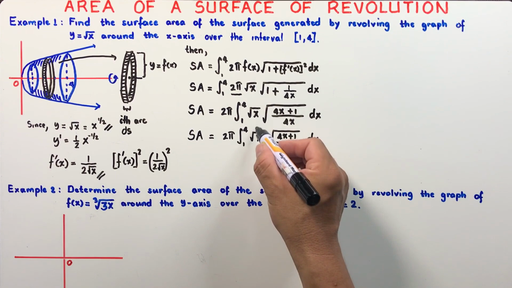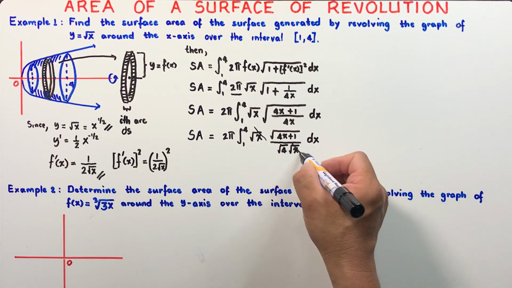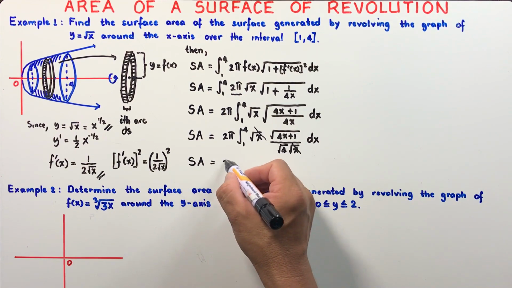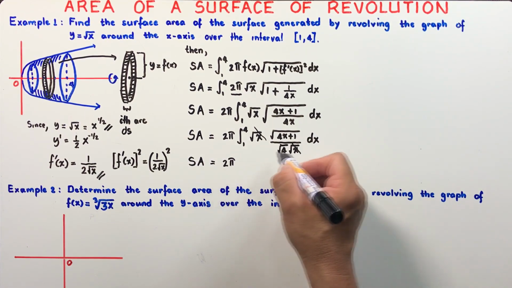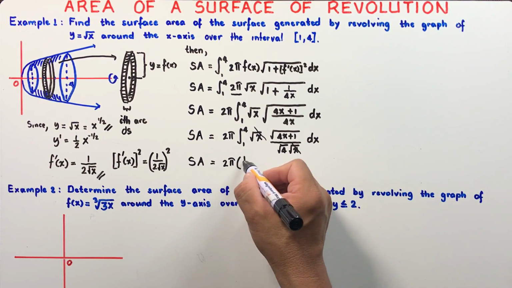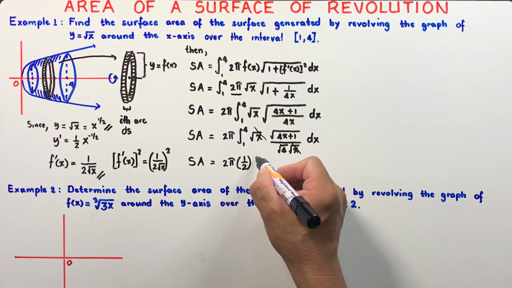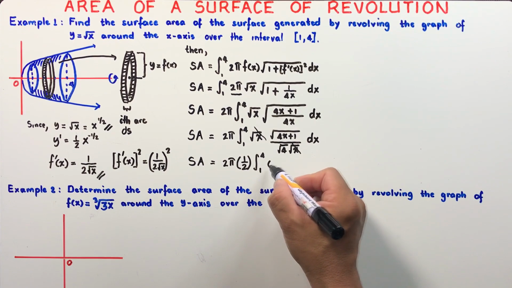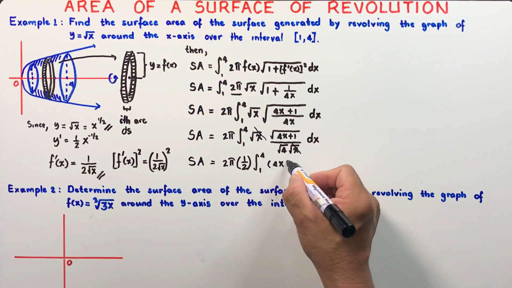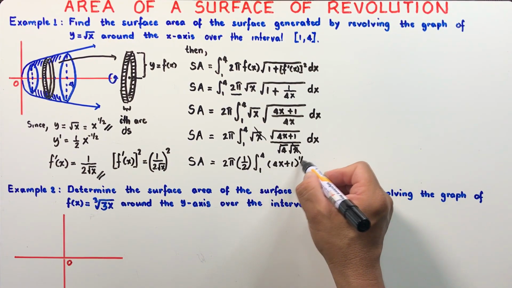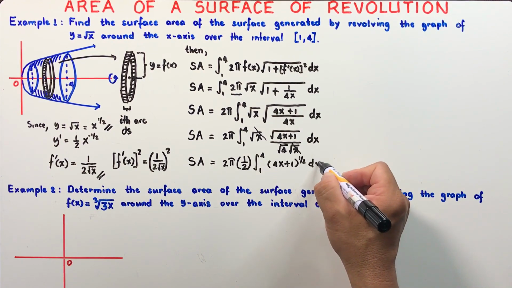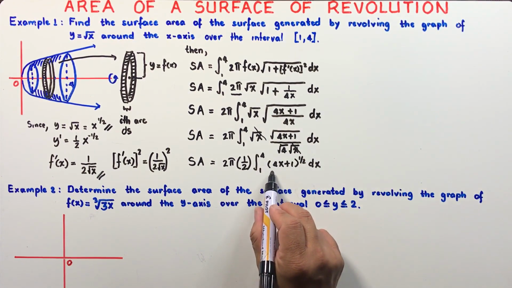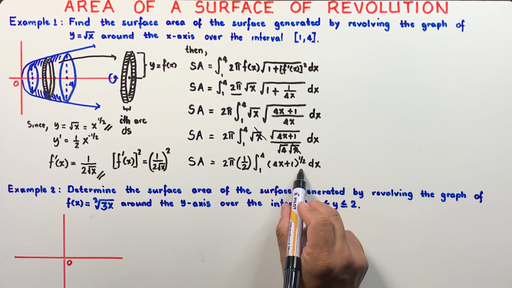So therefore, we can cancel the square root of x with this one here. And we know that the square root of 4 is 2. So we can factor it outside. So 1/2 here times the integral from 1 to 4 of this 4x plus 1 to the power of 1/2. Because if you write the square root of 4x plus 1 in exponential form, this is the answer.